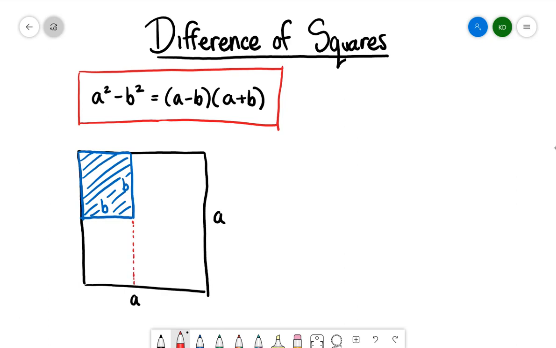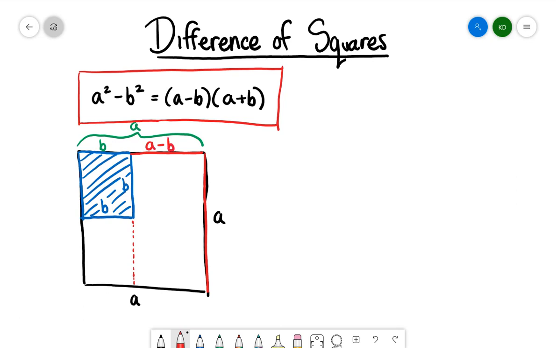First, the rectangle on the right has a dimension. We already know that the length of it is going to be a. And what we need to do is figure out what would the width be. Well, the full length across this square is a. This side here is b. So to figure out what would be left over, this would just be a minus b.